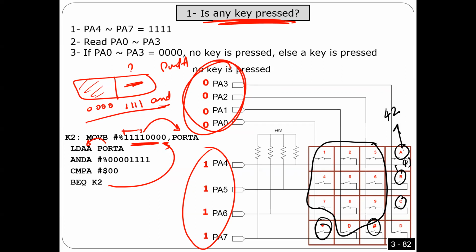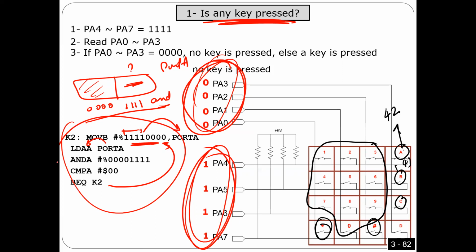How can I know if any button is pressed or not? Very simple. I'm gonna put here 1 1 1 1. If I get here 0 0 0, that means you didn't press any button. So I have to wait. As you see here, guys, I'm gonna keep looping here. Okay. If not, if you already pressed one button and there is a 1 here, I'm gonna go this way. I'm not gonna keep looping. I'm gonna move to the next instruction. That means I'm gonna start scanning.